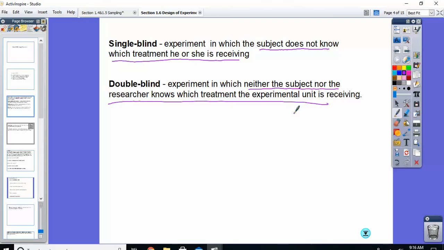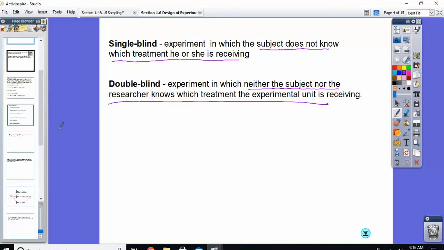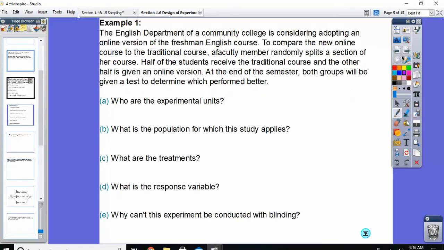Alright, so let's look at an example. The English department of a community college is considering adopting an online version of the freshman English course. To compare the new online course to the traditional, a faculty member randomly splits a section of her course. Half the students receive the traditional and the other half is given an online. At the end of the semester, both groups will be given a test to determine who performed better.